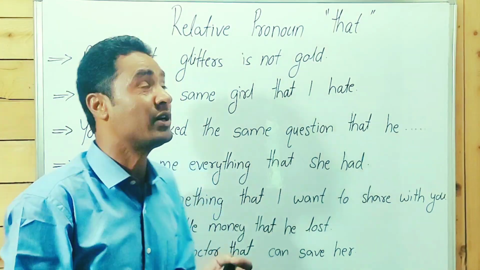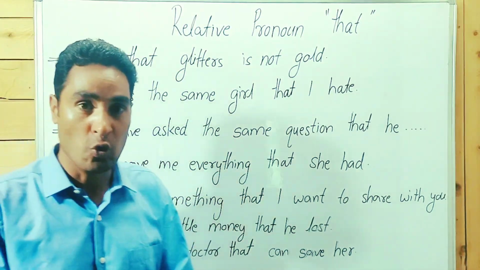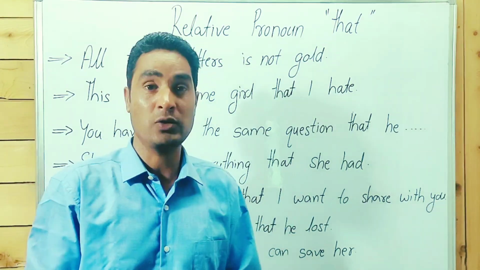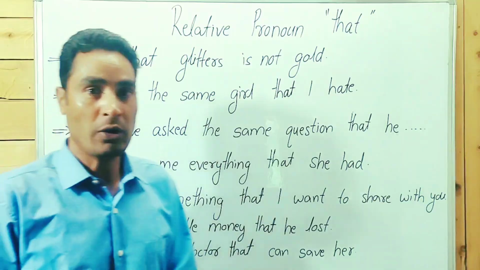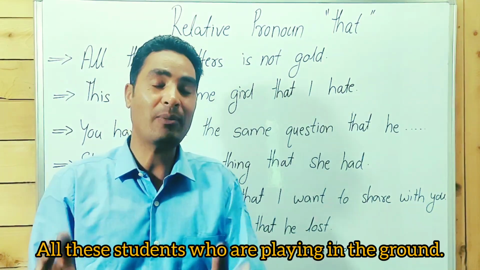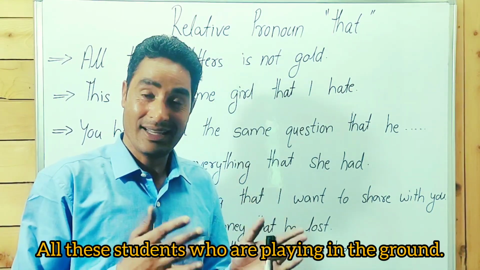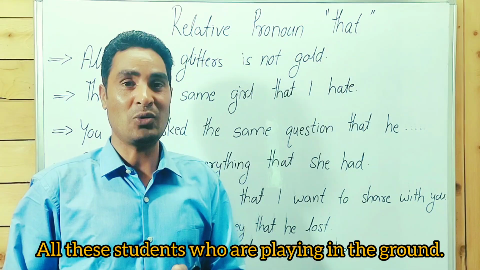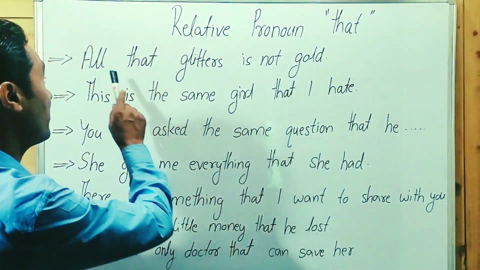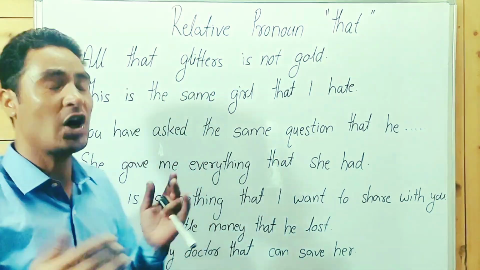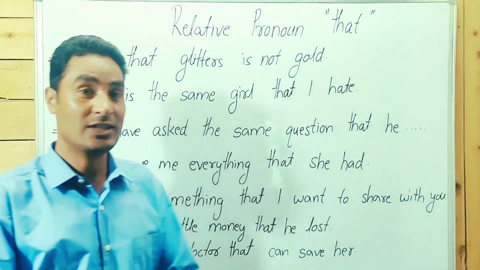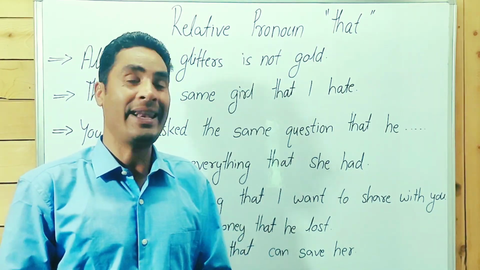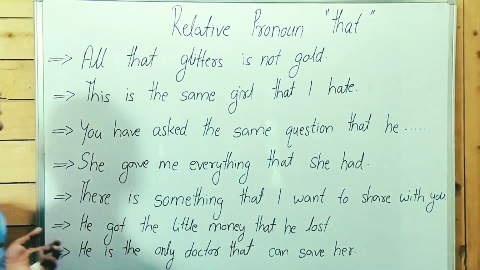Okay guys, point to be noted: with all we can also use who, when the antecedent is a human being. For example, all these students who are playing in the ground. Okay, this is a correct sentence. But when we talk about all that glitters is not gold, here we are talking about all. It could be a human being, a thing, an object, or an animal. All that glitters is not gold.